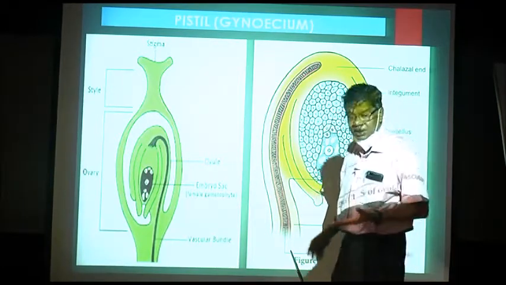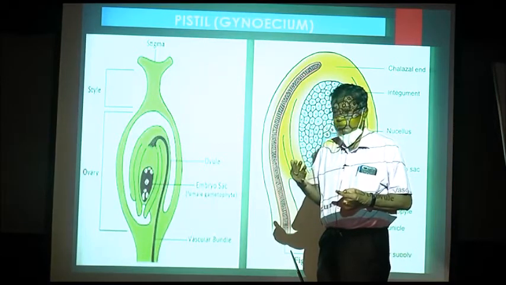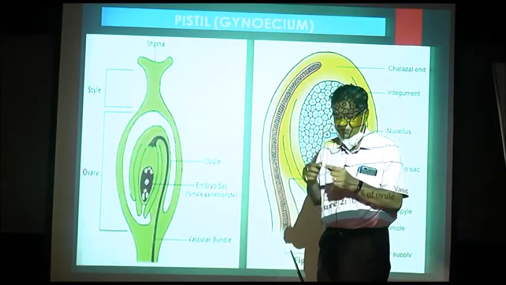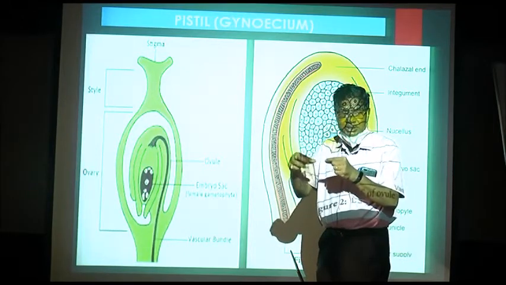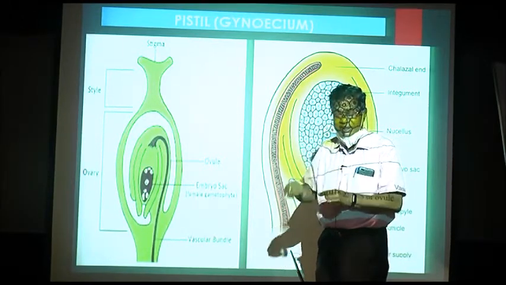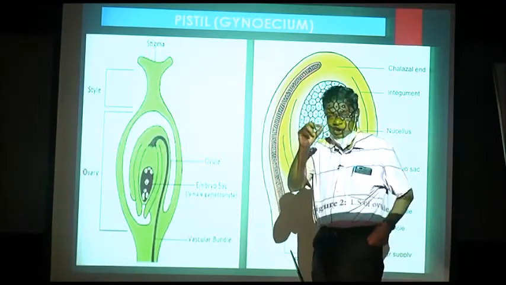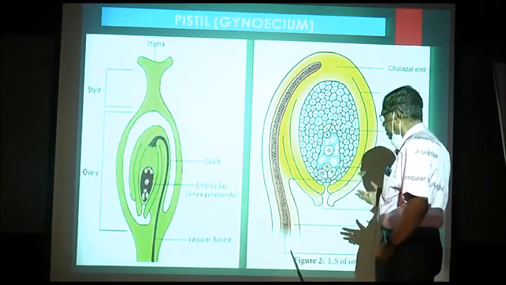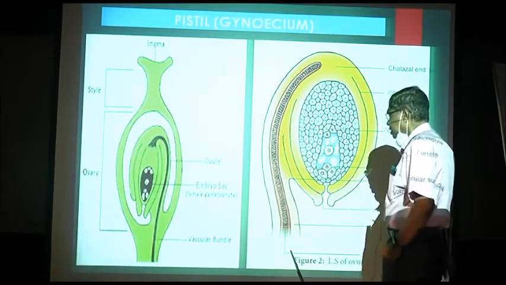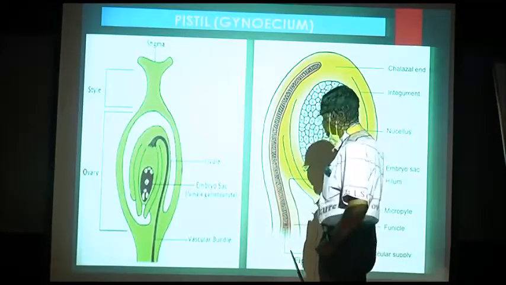If you have seen a section of a lady's finger, bhindi, you will find that there are 5 chambers and small ovule-like structures attached to the center. The central portion is the placenta, and the small structures are ovules which may or may not have developed into seeds. Now here a single ovule is seen.